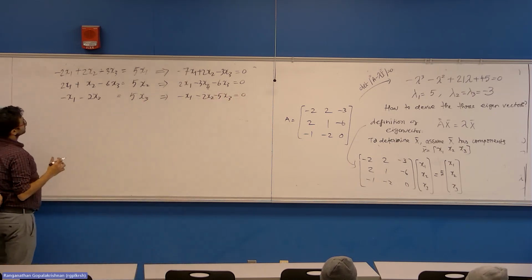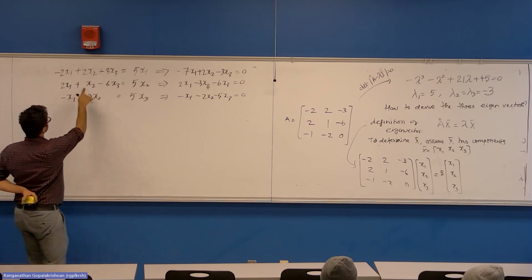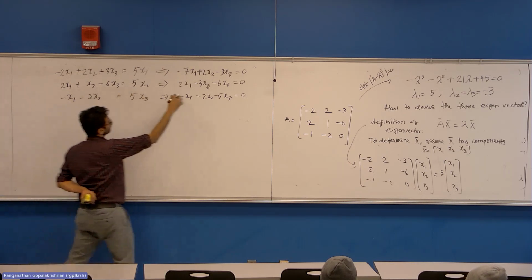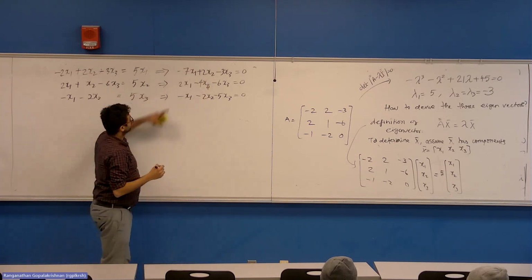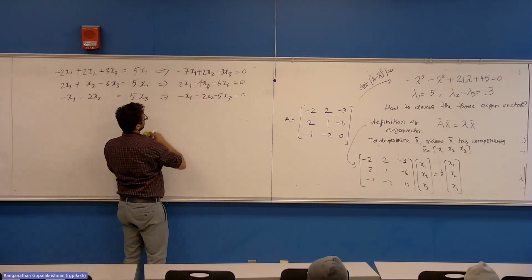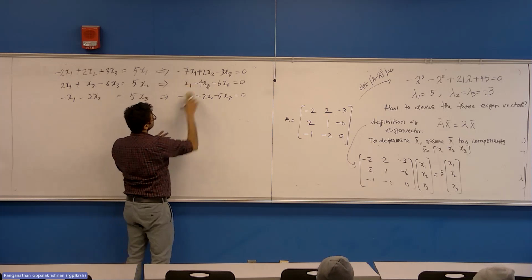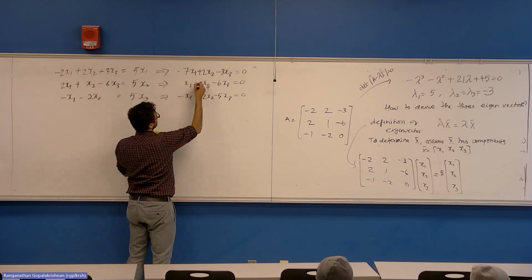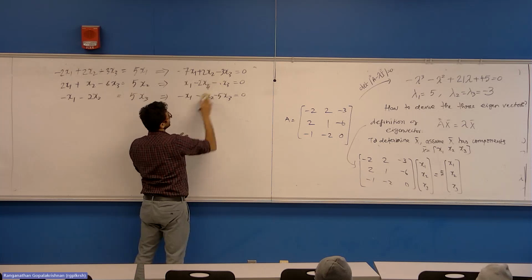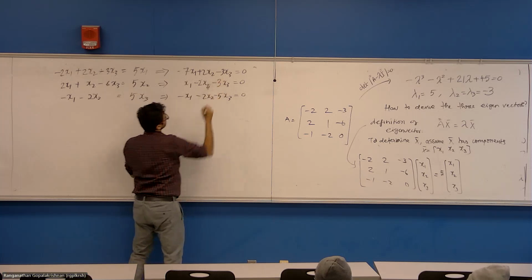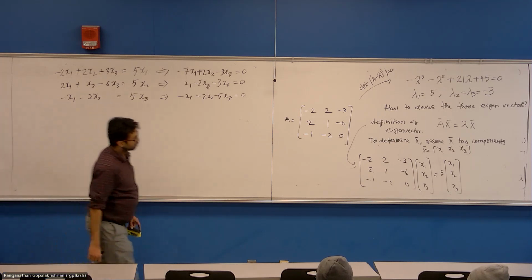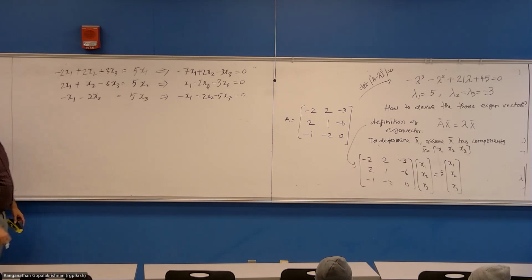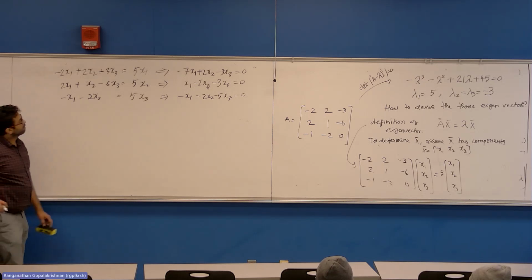We're doing this right? No, this is 1 minus 4, not 2. So this has a common factor 2 throughout. So I'm going to rewrite this as x1 minus 2x2 minus 3x3 equal to 0. All right. Correct.